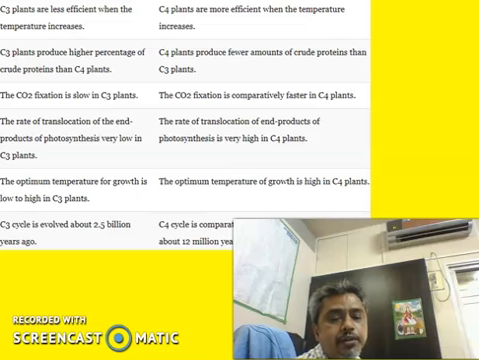So C3 evolved much older, and C4 is much more recent. That you have to remember. C3 plants evolved about 2.5 billion years ago, whereas C4 plants are comparatively recent in origin and originated about 12 million years ago.